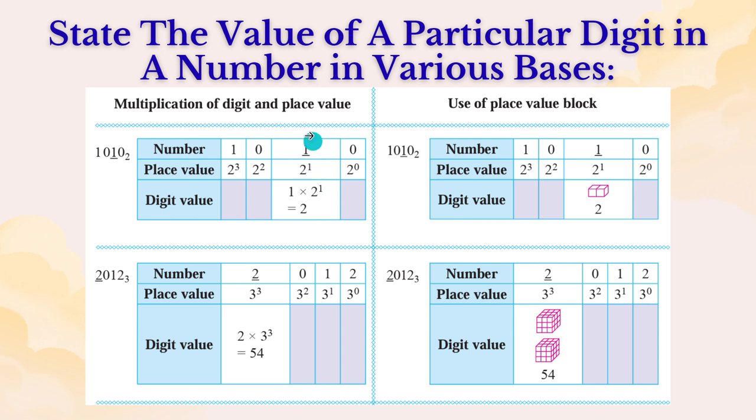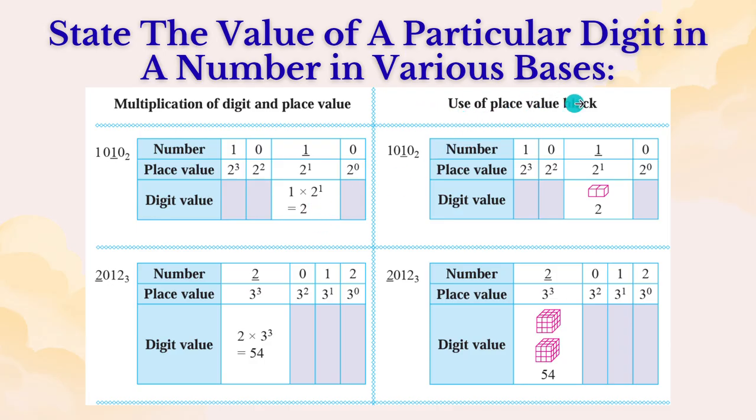what is the value of this number? It means that this digit is one unit of 2 to the power of 1. So we just do 1 times 2 to the power of 1, we get 2. So it means that this digit has the value of 2.